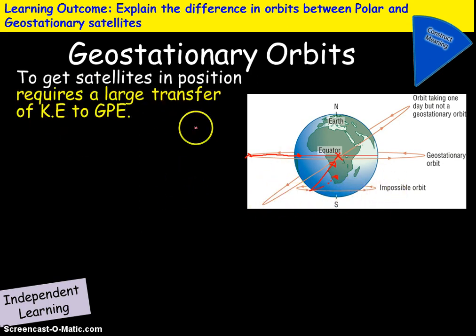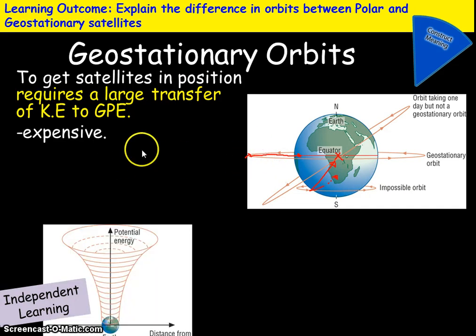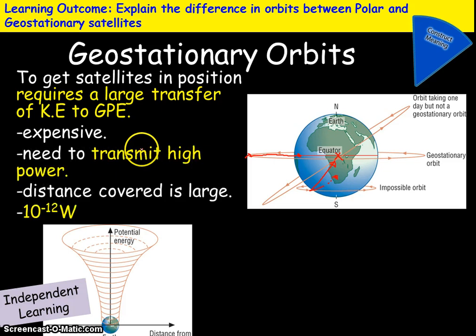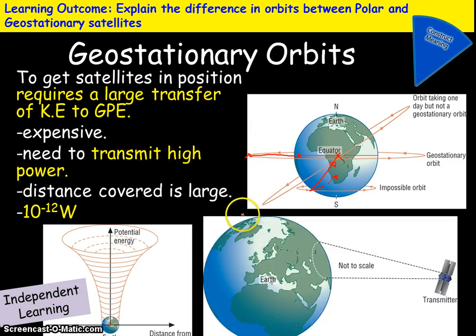It also takes a lot more energy to get them to this height, so because they're much further away from the Earth, you have to put a lot more energy in, so they're more expensive, but they can cover a much larger area, so with the communications that's obviously an advantage. They do have to have higher power transmitters though in order to get the signals to and from the Earth, so the transmitter from the satellite can spread out over a large area.